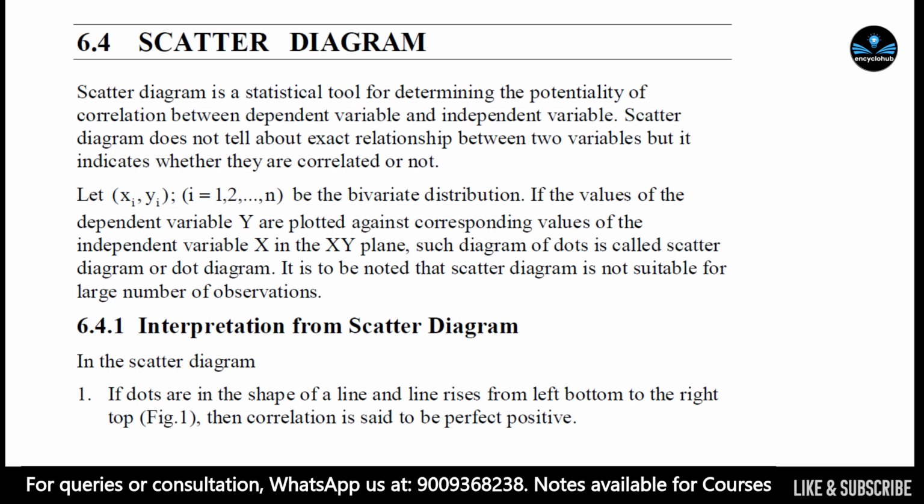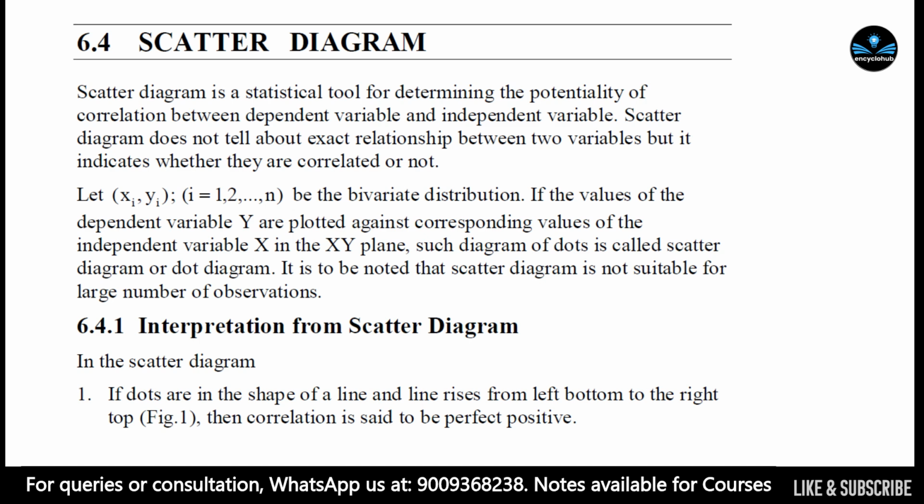Scatter diagram. Scatter diagram is a statistical tool for determining the potentiality of correlation between dependent variable and independent variable. Scatter diagram does not tell about the exact relationship between two variables, but it indicates whether they are correlated or not. Let (xi, yi), i = 1, 2, ..., n be the bivariate distribution.